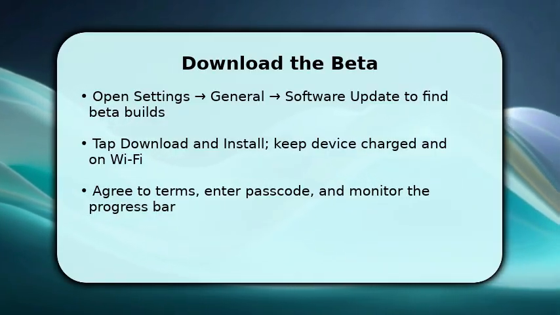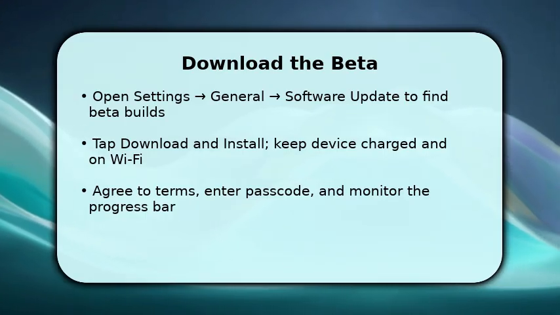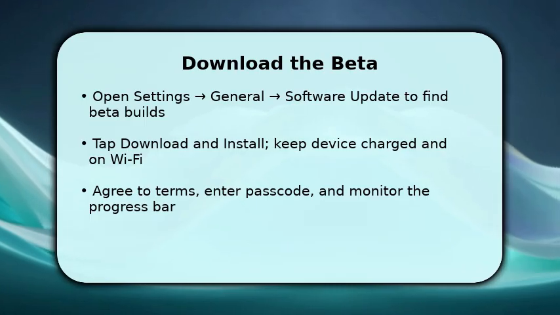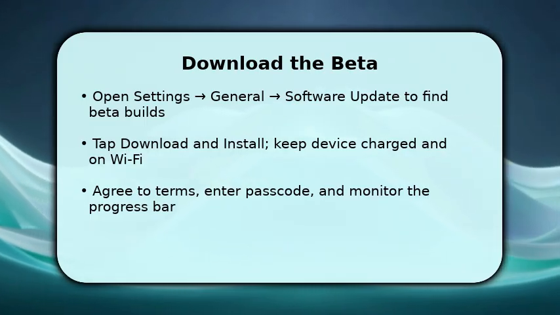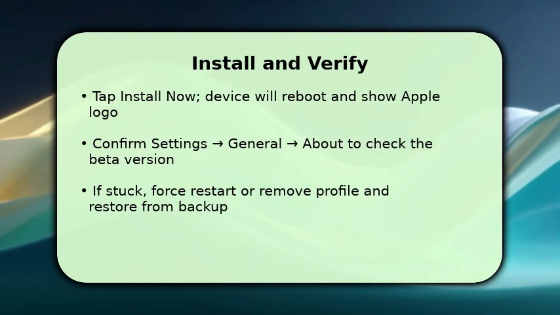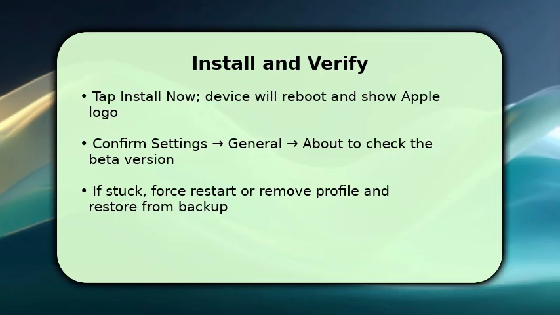You'll be asked to accept Apple's terms and enter your passcode. After that, the update downloads and prepares automatically. Stay patient while the progress bar moves. Network speed affects timing. When the download finishes, tap Install Now and let your iPhone restart. You'll see the Apple logo and a status bar during installation.